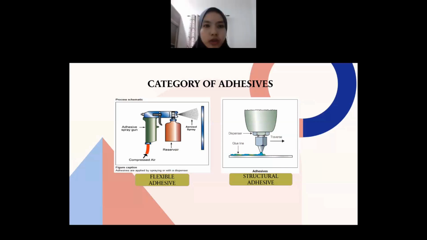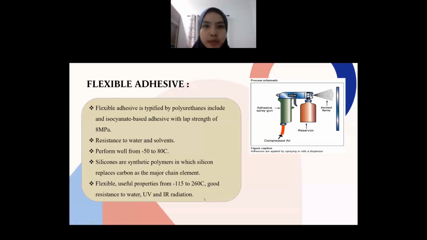Thank you. So today I will explain about categories of adhesive. There are two categories of adhesive, which are flexible adhesive and structural adhesive. Next. So for flexible adhesive, elasticity, pliability and plasticity are important for specific function in bonding applications. So the benefits of flexible adhesive include the following.